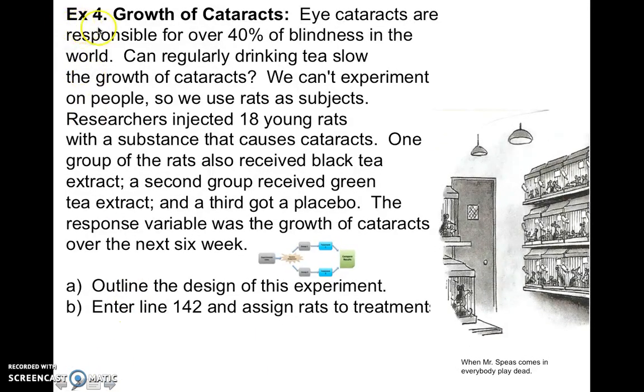Here's experiment number 4. Again, you're going to need to pause the video, read the experiment, draw your outline of how the experiment looks, and you can either go to line 142 in the random table to assign your rats to treatment, or you can use your calculator. Again, it's math, PRB, 5, and that'll give you rand interval. And then in this case, however many rats you need to assign. I think it's 18 rats. So it'll be 1 to 18.